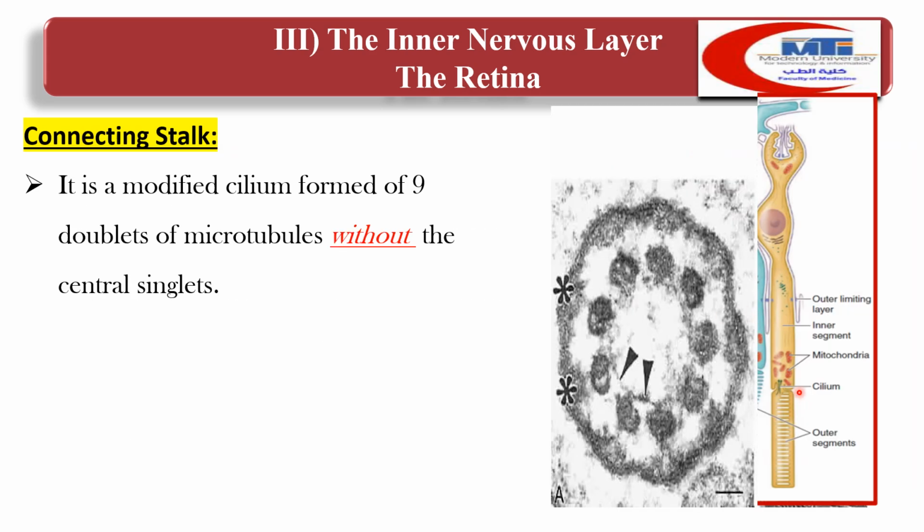The connecting stalk, which connects the outer and inner segments, is a modified cilium formed of 9 doublets of microtubules without central singlets.